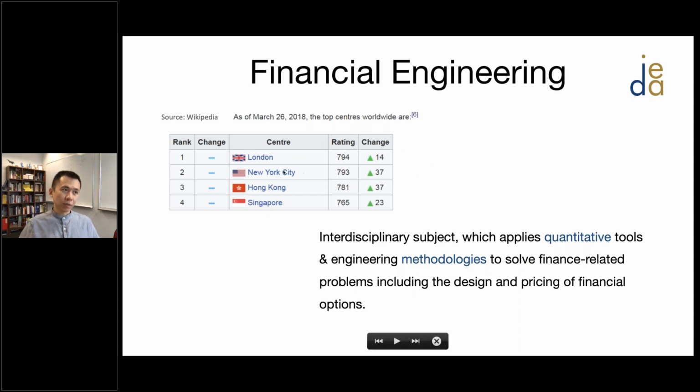If you look at this table from Wikipedia, I think Hong Kong is the number 3 most important financial center in the world. Of course, we are facing very severe competition from Singapore, but I'm very positive on the future of Hong Kong. So this area is very relevant, both locally and globally.